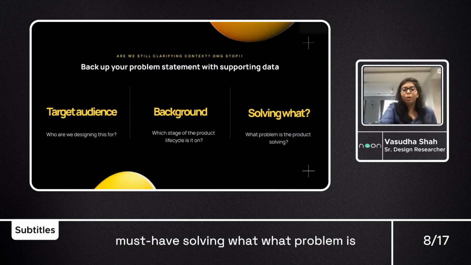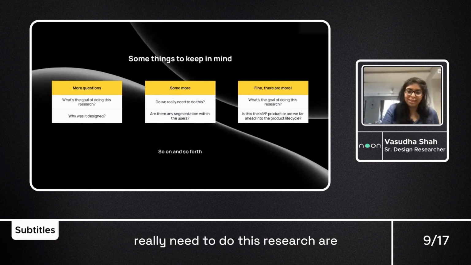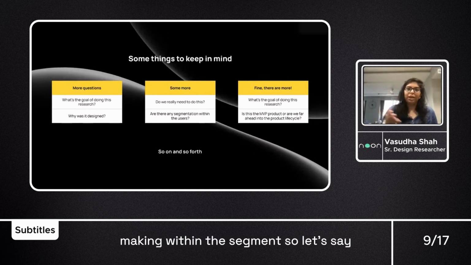What problem is the product really solving for you? These are the kind of questions that we need to ask. There are more, honestly. What's the goal of doing this research? Why was it designed? Do we really need to do this research? Are there any segmentations within the users? Are there any cohorts that you're making within the segment?